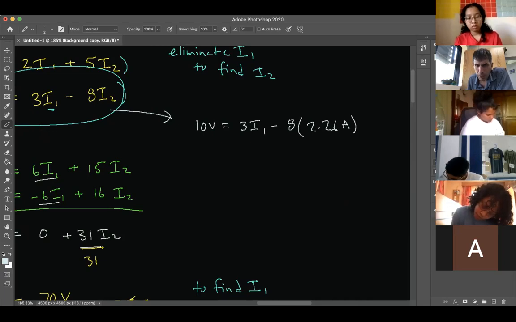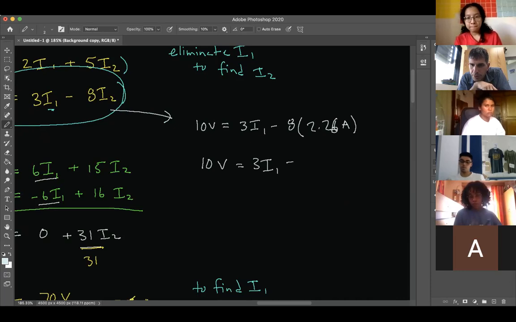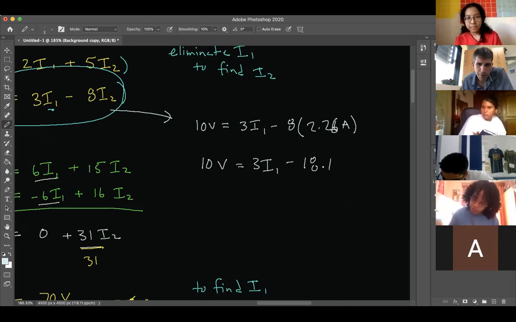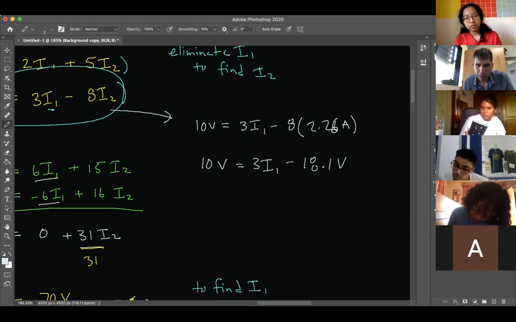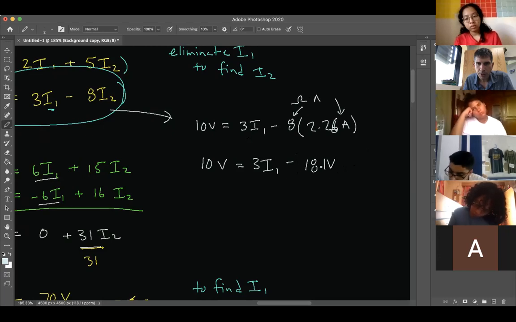So can someone tell me what 8 times 2.26 is? 18.4-ish. So 18.08. Can I round that to like 18.1? Is that okay? Yeah. And now those are units of volts. So 18.1 volts, because this is a unit of an ohm, and this is a unit of amperes. So an ampere times an ohm is volts. Okay.